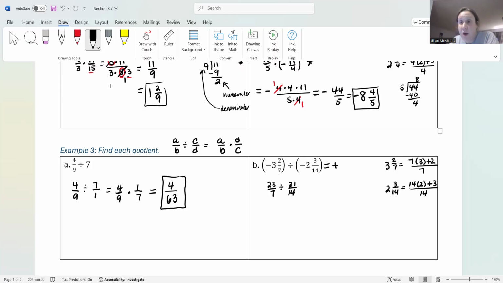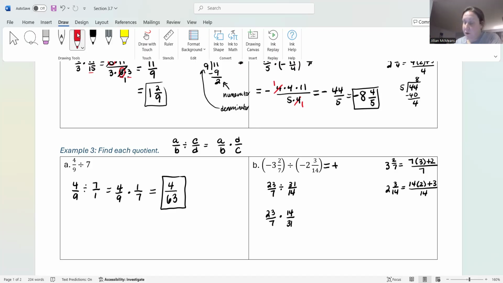So 23 over 7 divided by 31 over 14. First thing I need to do is convert this to multiplication. So the first fraction stays the same, and then I multiply by the reciprocal of the second fraction. So I'm going to multiply by 14 over 31. Now, hopefully you're getting better at simplifying. We're looking for common factors. One thing that hopefully you recognize pretty quickly is that 7 and 14 are both divisible by 7. They have a common factor of 7.